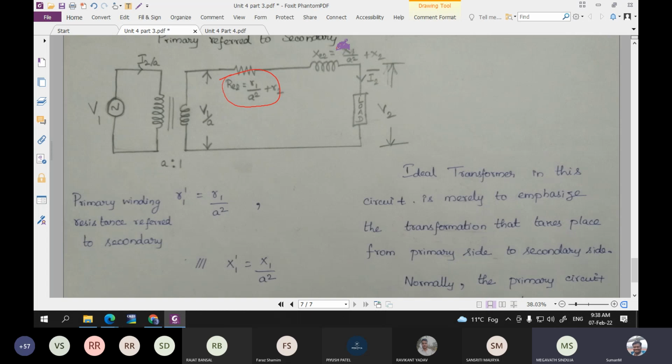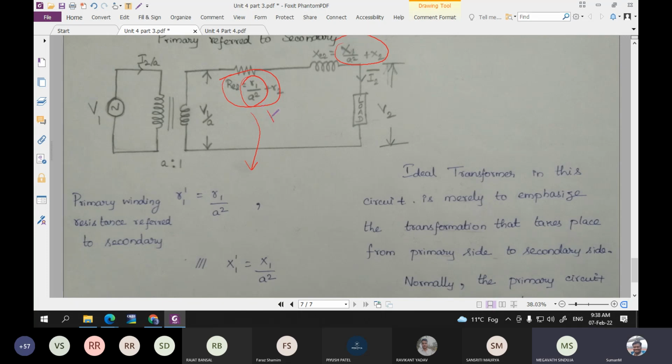So how did we get R1 divided by A square? In a similar manner, we can consider it here. The same power law should hold when comparing before modification and after modification. So once you consider that, we can obtain this.